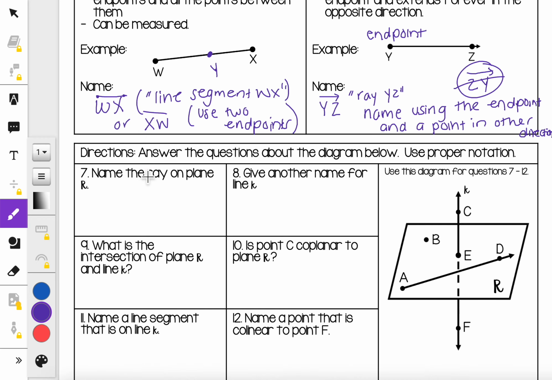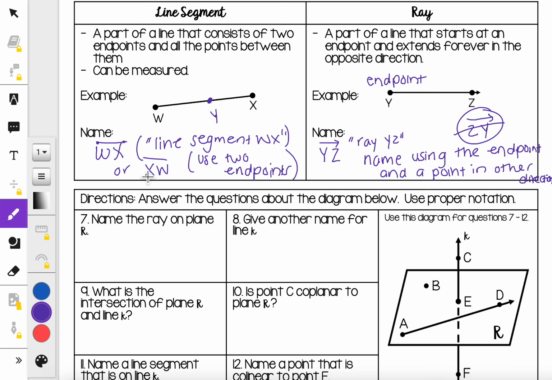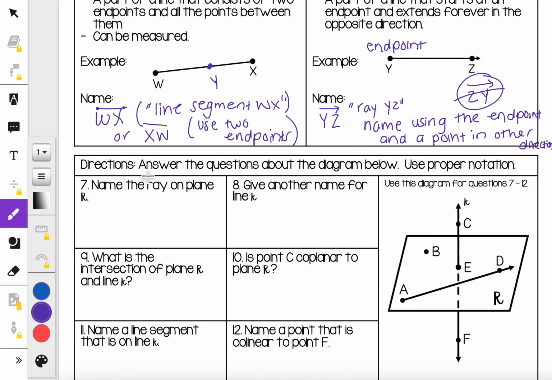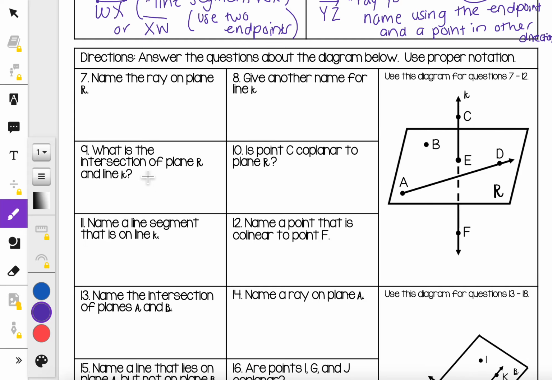Okay, so now we're going to answer some diagrams. We're going to still see some points, lines, and planes, but now we're going to add line segments and rays into this. So number 7 says name the ray on plane R.